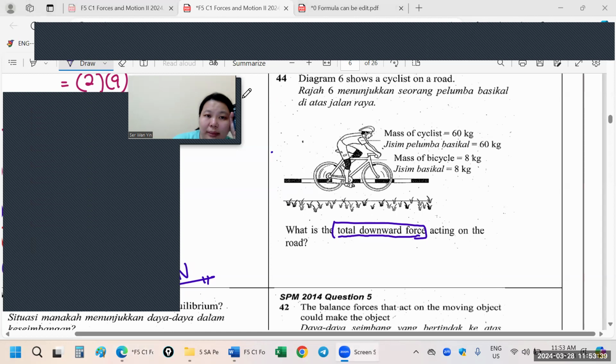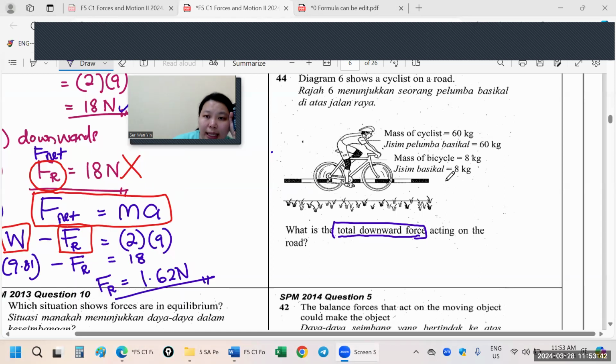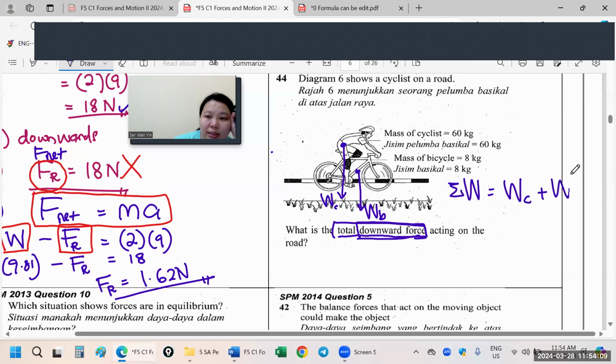Net force equals ma. But no need, they just want the downward force. So here we have the weight of the cyclist and the weight of the bicycle. Total weight downwards means weight of cyclist plus weight of bicycle. So it's mg plus mg.